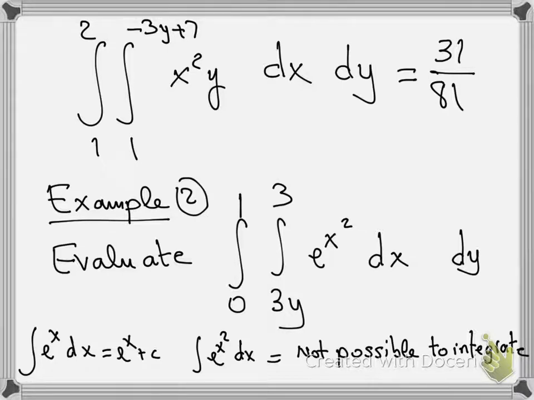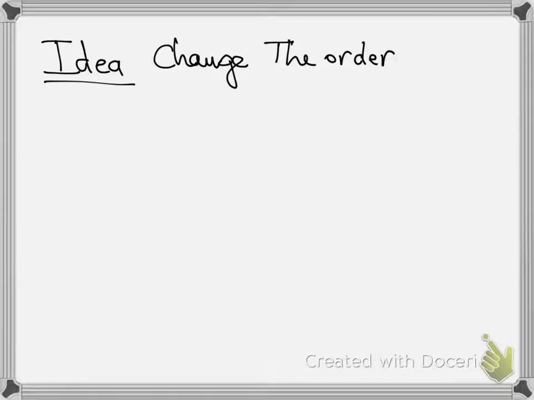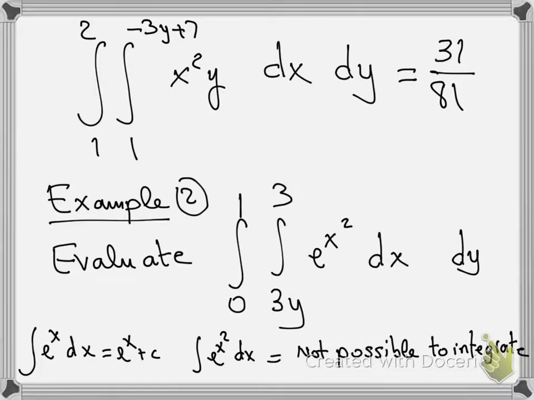So how can we evaluate such an integral, right? We don't know what's the integral of e to the x squared with respect to x. So the idea here is to change the order of integration. Because when you change the order of integration, it's going to be possible to integrate. If you integrate first with respect to y, x is considered as a constant, and the integral of a constant is just constant times y. So it's going to be possible to integrate e to the x squared because it's just a constant, and the integral with respect to y would be just the constant e to the x squared times y.